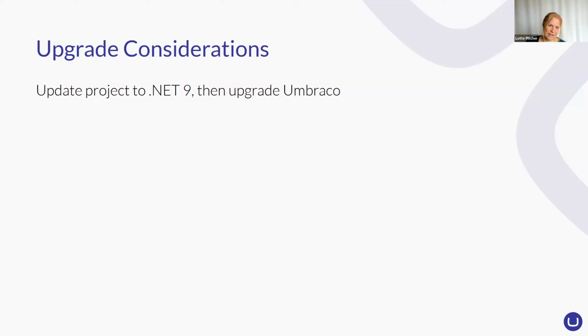upgrade considerations for people. The classic, we're changing the .NET version to .NET 9. So what I always forget to do is first of all upgrade your project to .NET 9, and then you upgrade your Umbraco references.